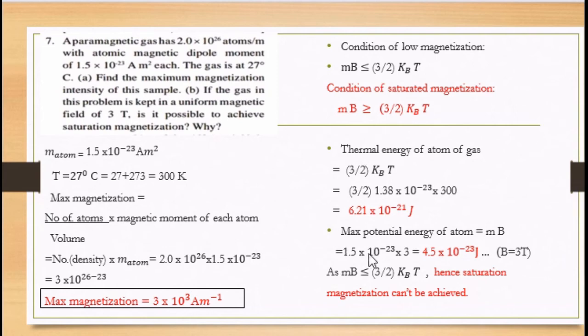So 1.5 into 3 gives you 4.5 into 10 raised to power minus 23. Now students, here you compare: the value of 3/2 kBT that came is 6.21 into 10 raised to power minus 21 joule. And the value of this MB came as 4.5 into 10 raised to power minus 23 joule.